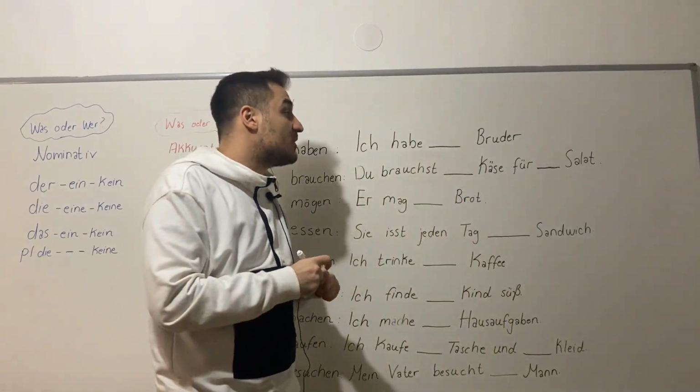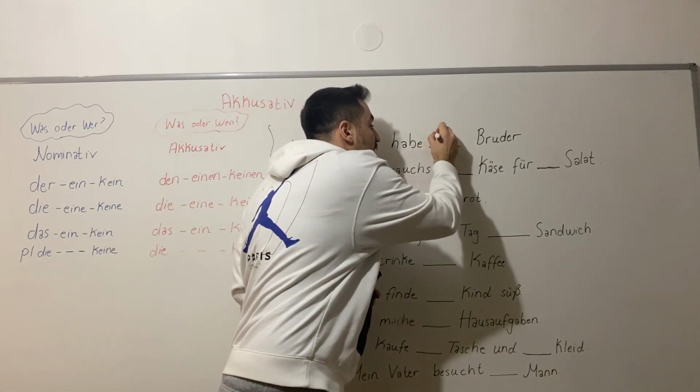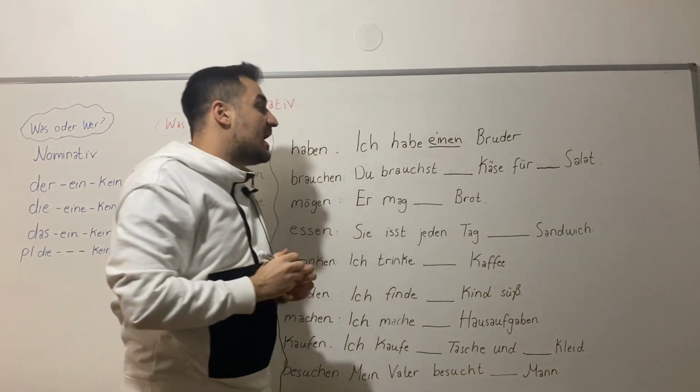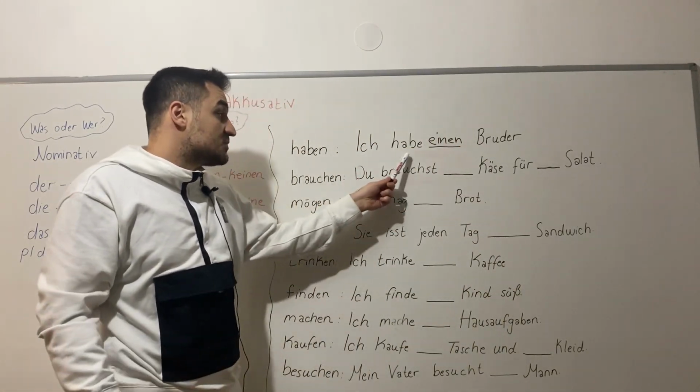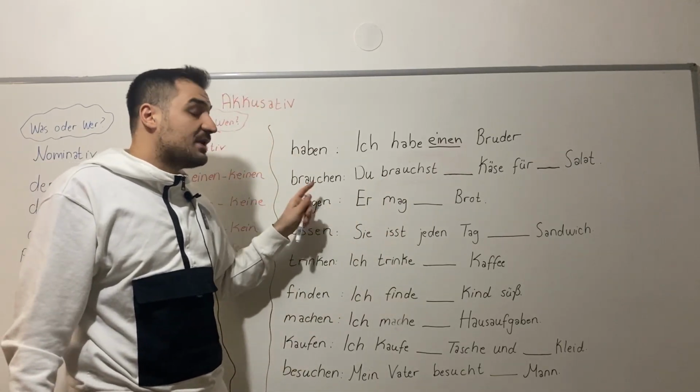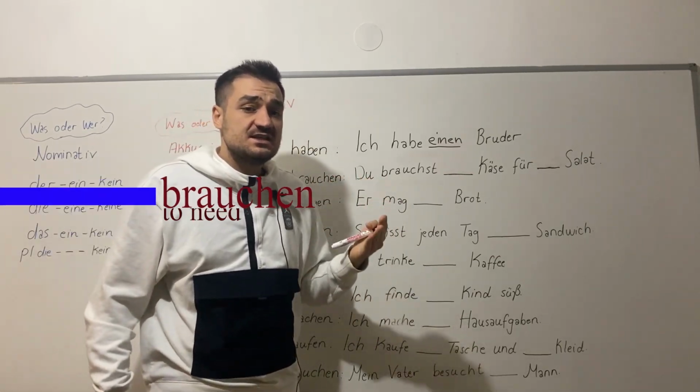That's why we must write here einen. Ich habe einen Bruder. I have a brother. Because of haben. And the next one is brauchen. Brauchen means to need something.